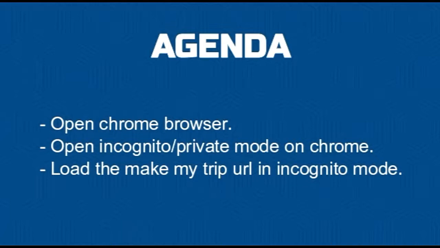So in this particular session, our agenda will be: we will try to open a Chrome browser on an Android device, and then we will open incognito mode or private mode on the Chrome browser. Then we will try to load any URL. For example, I am taking the Make My Trip URL in that particular incognito mode window. So let's see how to achieve that. Let us start with this.